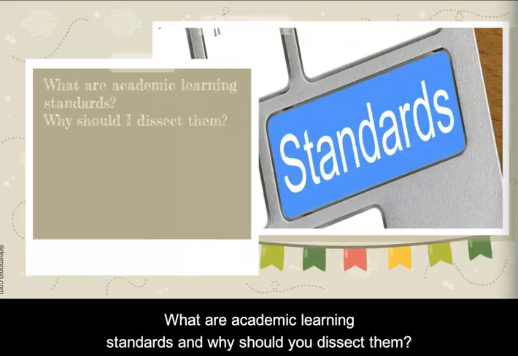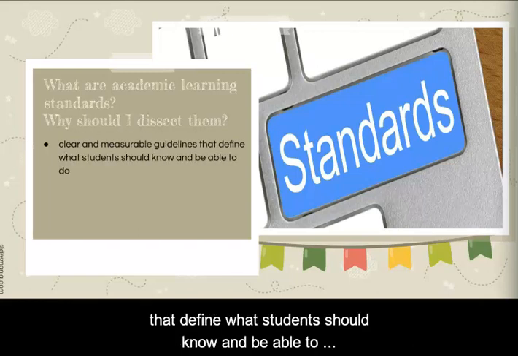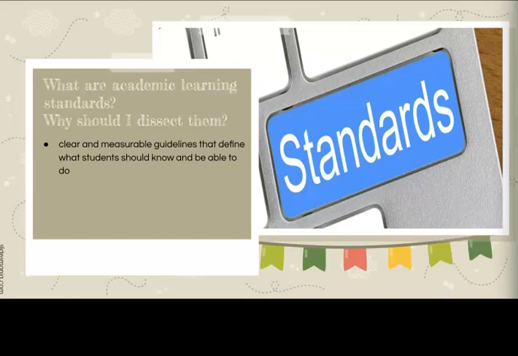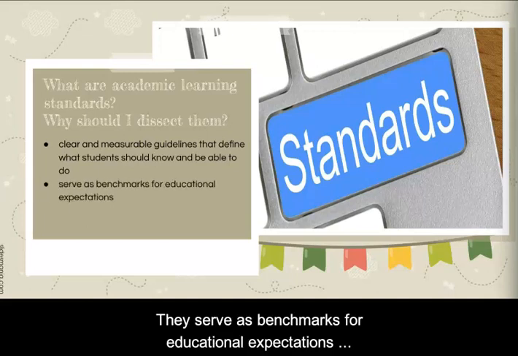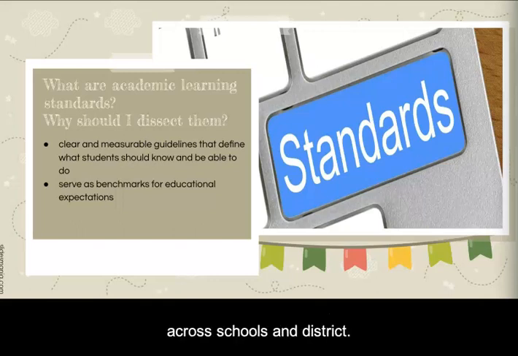So what are academic learning standards and why should you dissect them? Well, academic standards are clear and measurable guidelines that define what students should know and be able to do at each grade level or within a specific subject area. They serve as benchmarks for educational expectations and help to ensure a consistent level of learning across schools and districts.